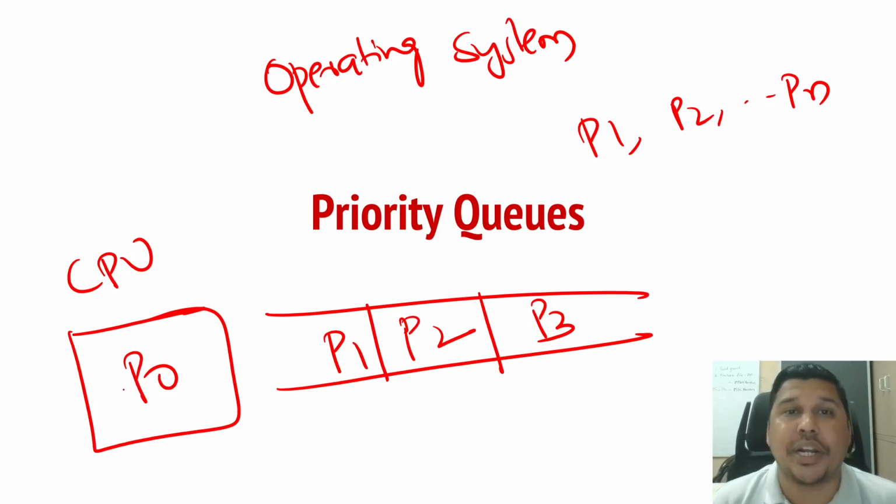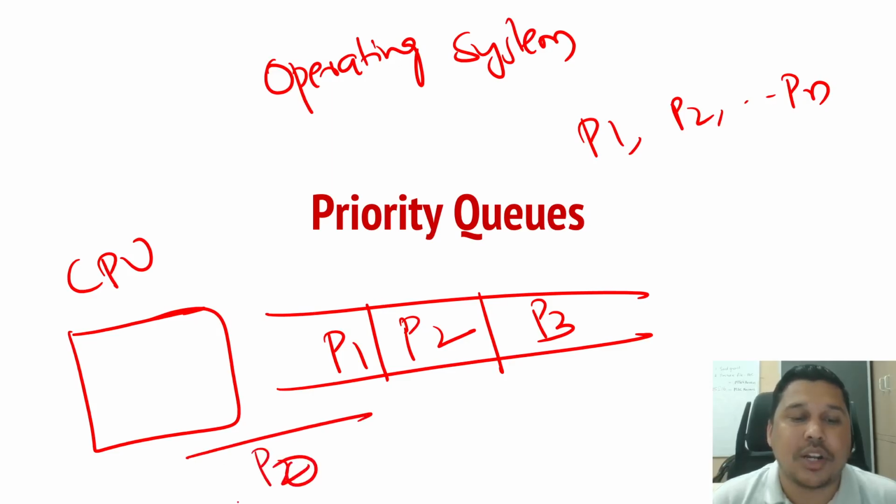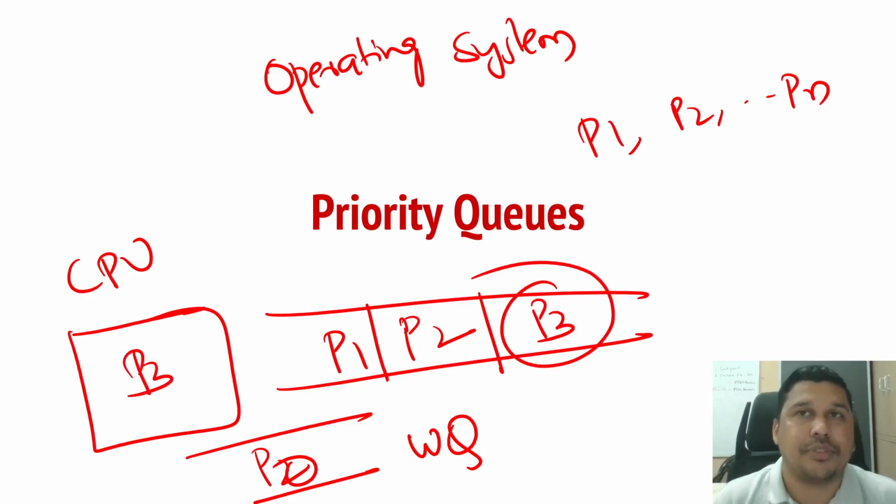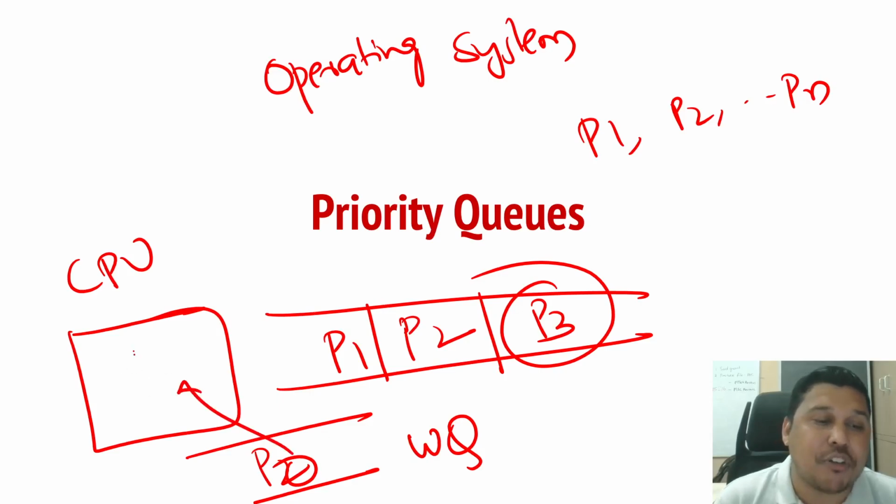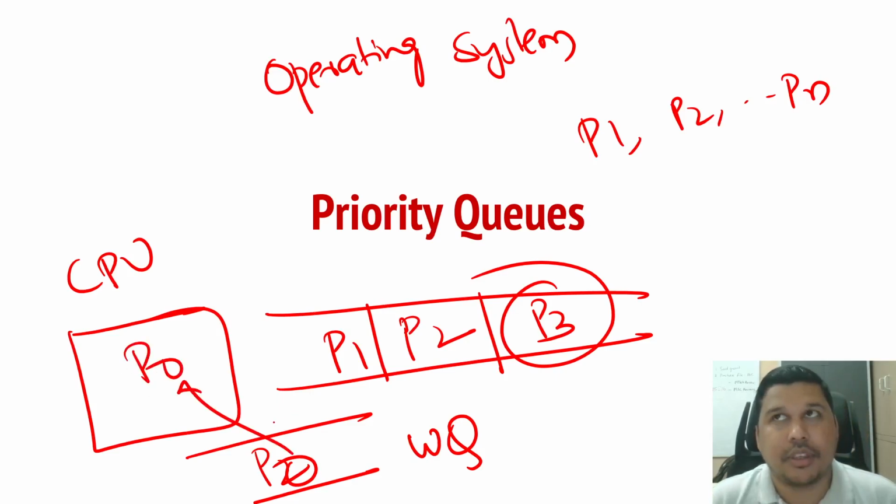What generally happens in an operating system? P0 is kept in the waiting queue, and P3 is processed first. Then after this is done, the pending part of P0 is executed. That way priority queues have a lot of applications.